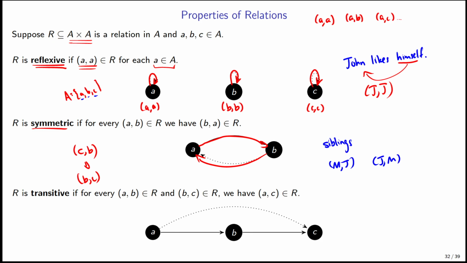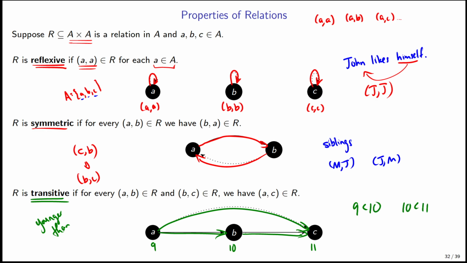That's a symmetric relation. Now, the last one is called transitivity. Basically, this one says that if A is related to B and B is related to C, then we can take a shortcut and say that A is directly related to C. You can think of this as something like younger than or older than in terms of age. We know, for example, that a 9-year-old is younger than a 10-year-old, and that a 10-year-old is younger than an 11-year-old. So we say 9 is younger than 10, 10 is younger than 11. Therefore, if this is transitive, we should also have that 9 is younger than 11. So a direct relation from 9 to 11.